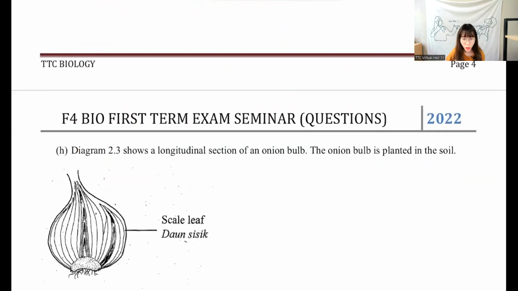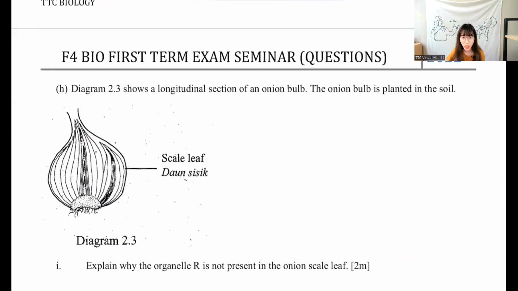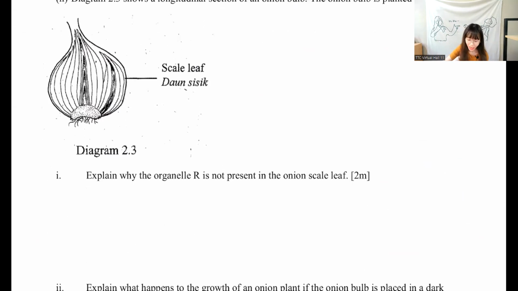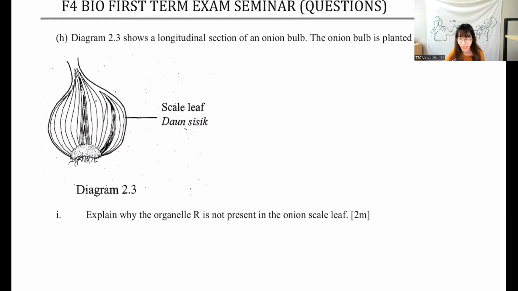Figure 2.3 shows the longitudinal section of an onion bulb. The bulb is planted in the soil. Explain why organelle R is not present in the onion scale leaf. So you all know onion, right? Is the onion bulb green in color? No, right? So do you think that they have chloroplast? Of course not, because it's not green in color. So they don't need to carry out photosynthesis. That's why onion has no chloroplast. So what is the function of the onion bulb then?